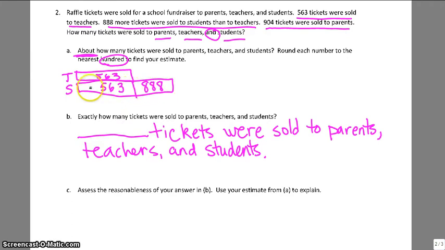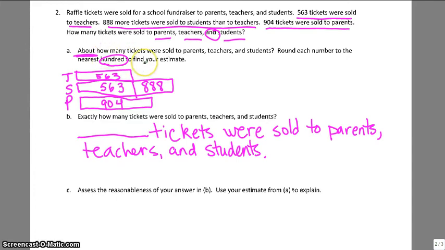Now I can figure out how many students' tickets were sold. 904 tickets were sold to parents, so I make that longer than 563, but not as long as students. And I have 904 tickets sold to parents.